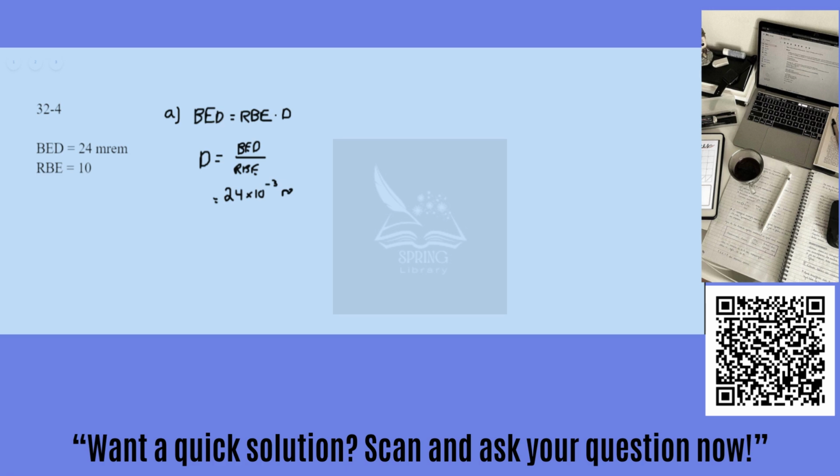rem over the RBE. Oops, sorry. Oh, that's 24, not 2.4. Over 10 to produce an absorbed dose of 2.4 times 10 to the negative 3 rad, of course.